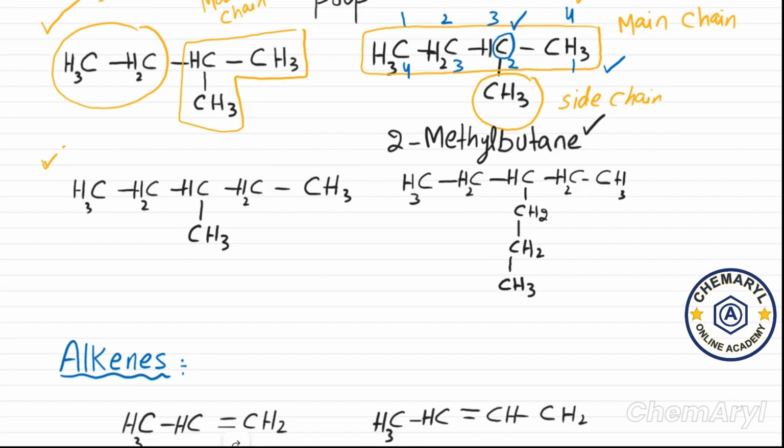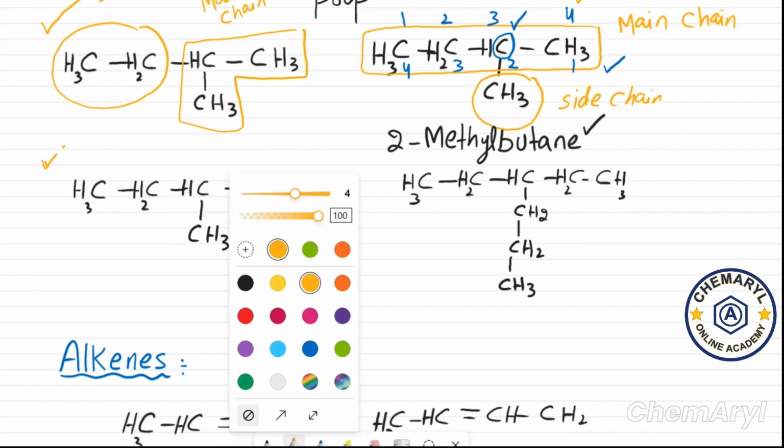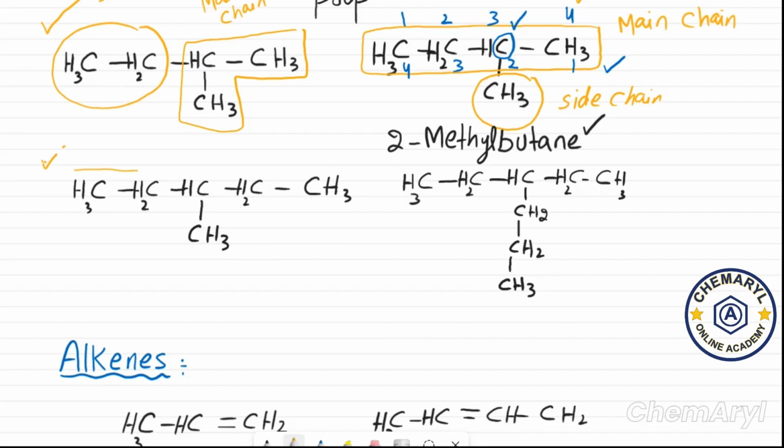So how many students are saying that this one is long chain and this one is called side chain? Okay, good. Maximum students are saying that this one is the correct selection. So second one is start numbering from that end which is near to the side chain.